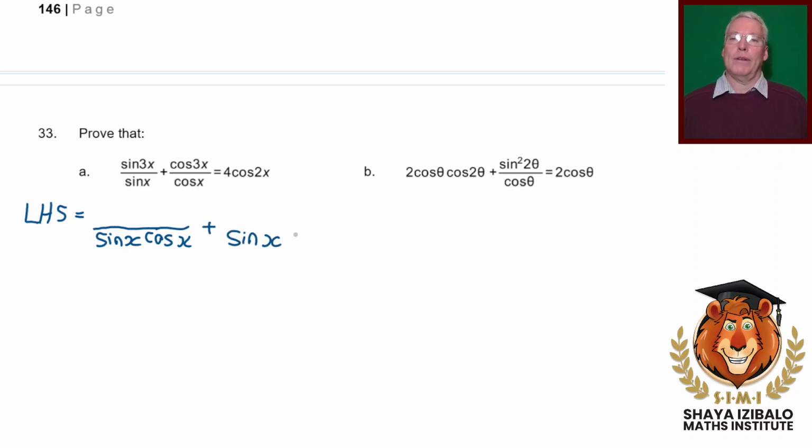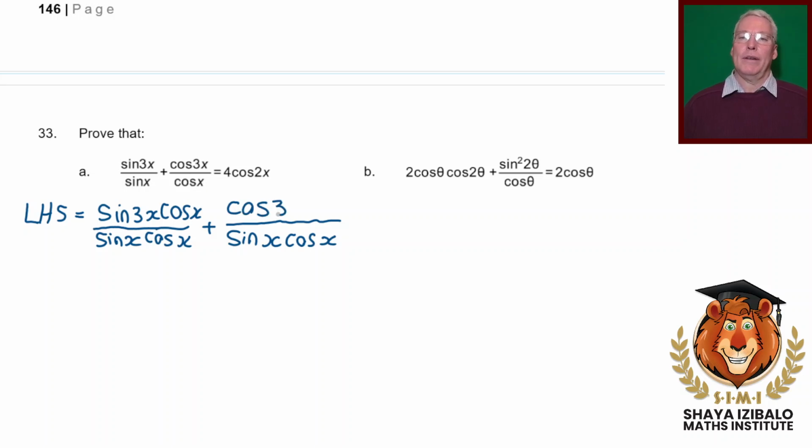Here's the second fraction. Right, and you might remember in grade 8 and 9 and 10, we emphasized the importance of being able to add fractions without a calculator, because we really need to understand what we're doing here. What must we do to sine x to make it into a sine x cos x? We're going to multiply by cos x. So what we're going to get here is sine 3x cos x. And here we're going to multiply by sine x, so we're going to get cos 3x sine x.